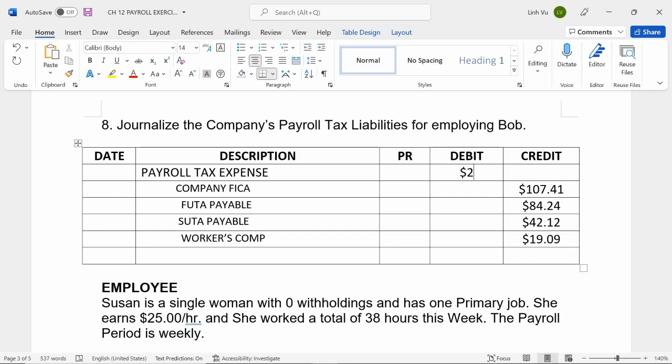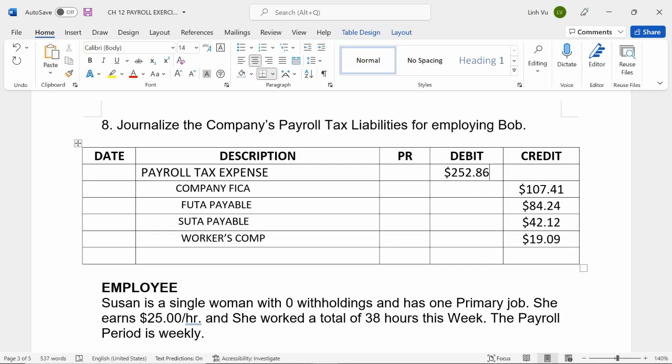I got 252.86. Calculate it again. I got 253.67, the same.